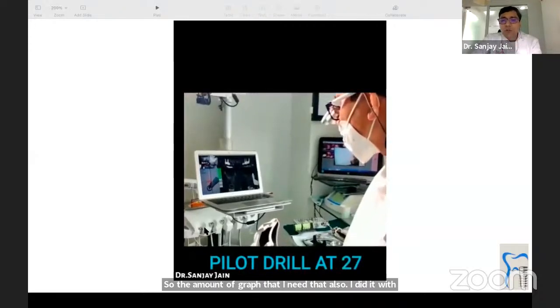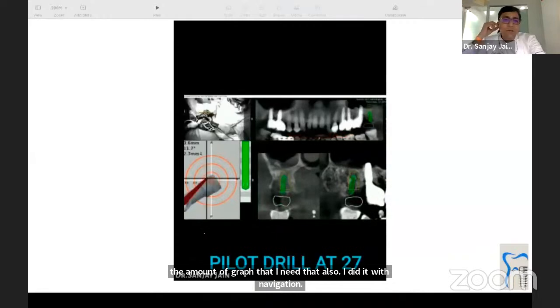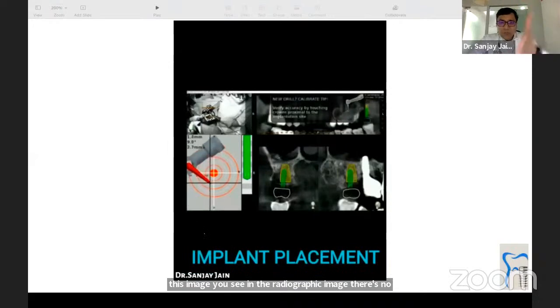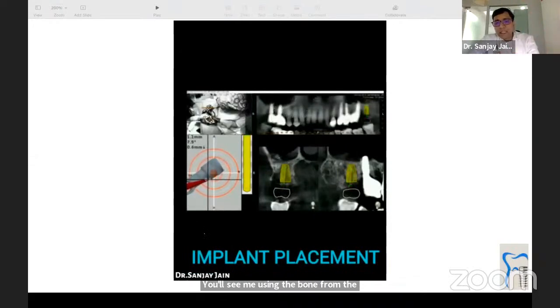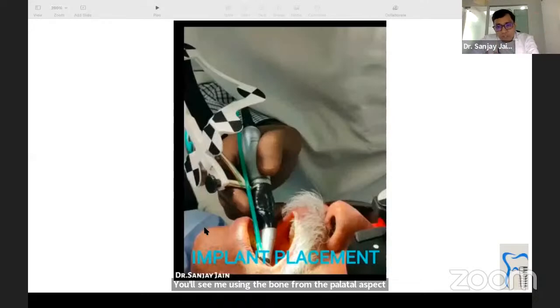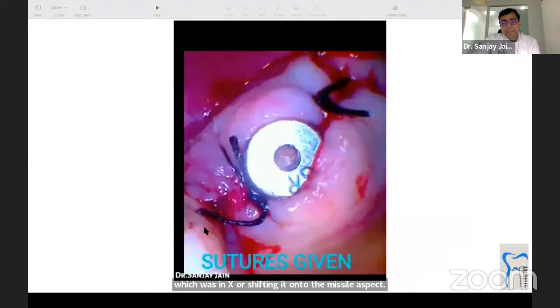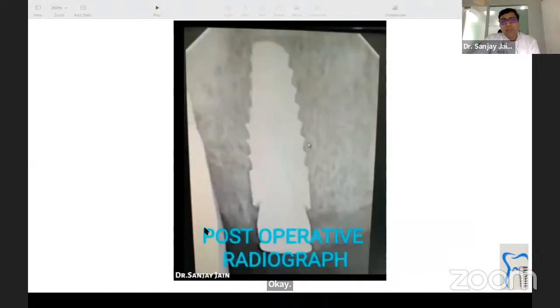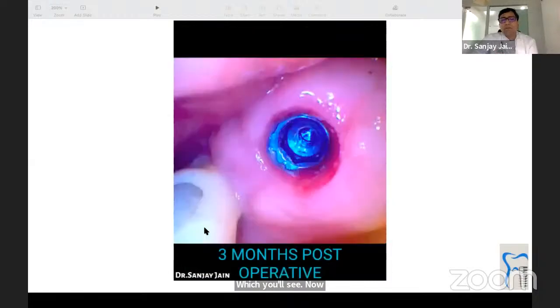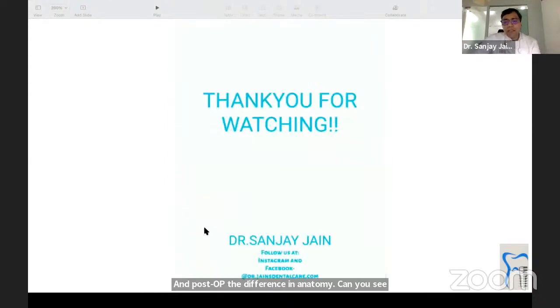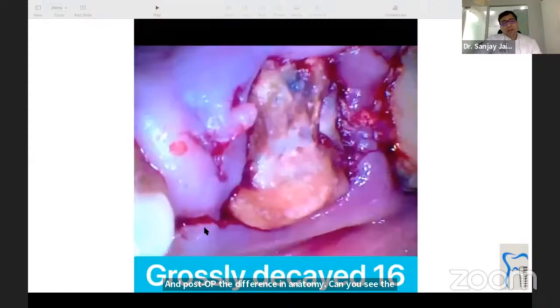So the autogenous bone graft that I needed, see here in this image, you see in the radiographic image, there's no bone on this aspect. So clinically, you will see me using the bone from the palatal aspect, which was in excess, shifting it onto the mesial aspect. Which you'll see now. See, this whole thing has been covered up with the host bone, and this is the 3 months post-op. You will see in the pre and post-op the difference in the anatomy. Can you see the depression, which we covered very clearly with our autogenous bone graft, which I could do with navigation.